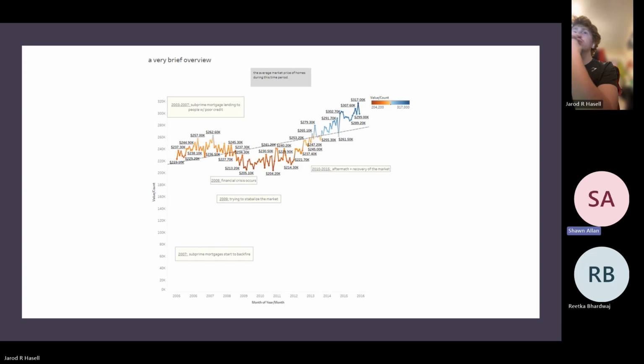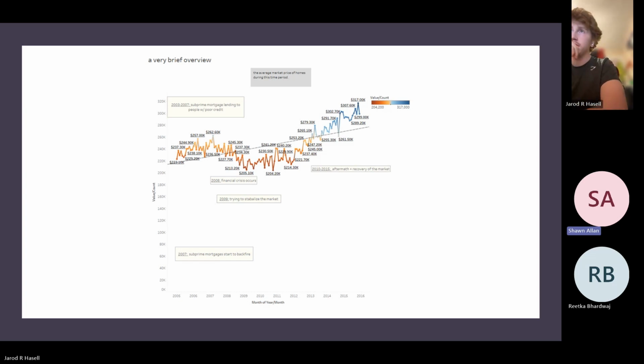And then in 2009, Obama took over as president, and he tried to implement a lot of policies to try to stabilize the economy. And then from 2010 to 2015, the market was recovering, and then it started growing afterwards.